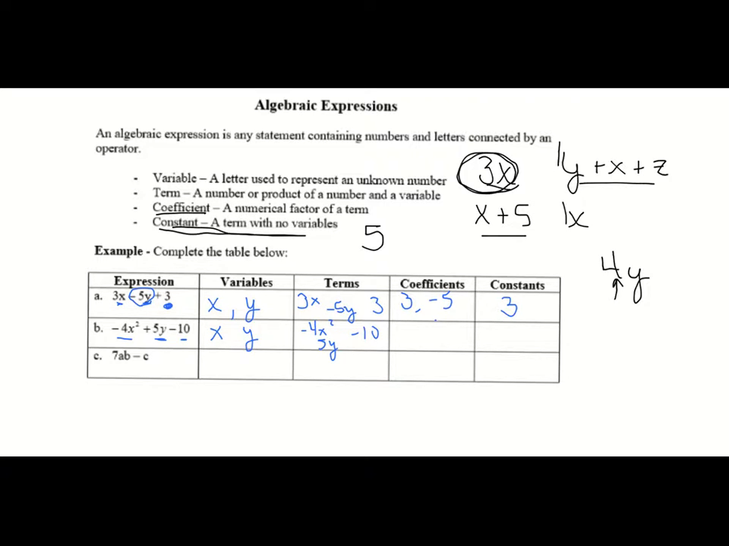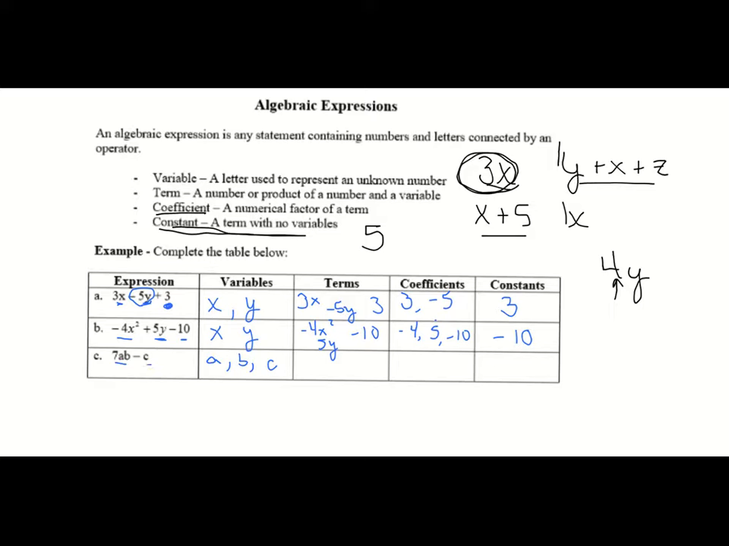My coefficients are the number part of the terms, so we have negative 4, 5, and then negative 10 is a coefficient. It's also, though, a constant, so you can list it in both places. And then let's take a look at our last one. We have 7ab minus c. So in this case, we have 3 variables. We have a, we have b, and we have c.